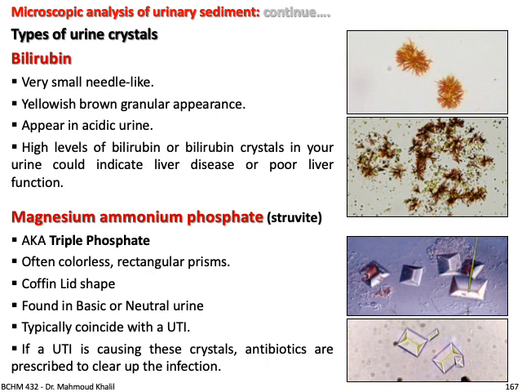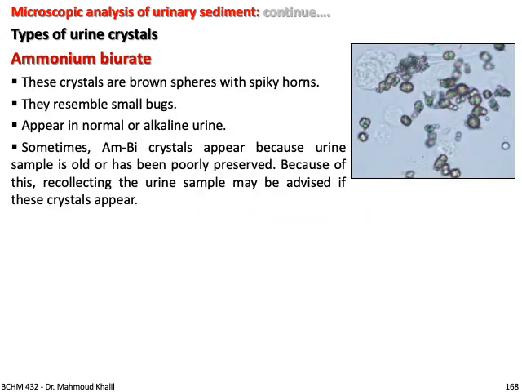Magnesium ammonium phosphate, or struvite, as you can see from the figure. They call it as well triple phosphate. They are often colorless, rectangular prisms with a coffin-lid shape, found in basic or neutral urine. This coincides with UTI. If a UTI is causing these crystals, antibiotics are prescribed to clear up the infection.